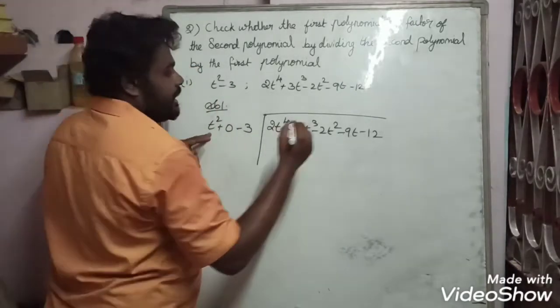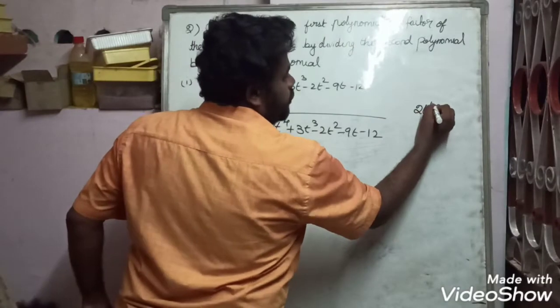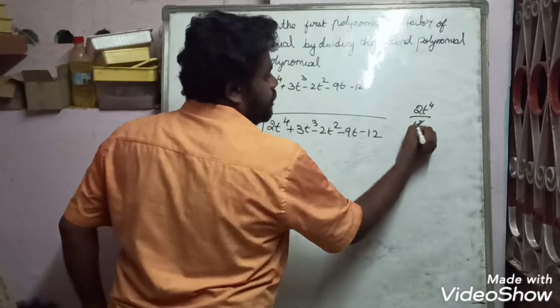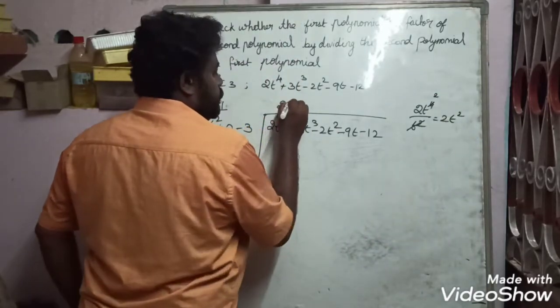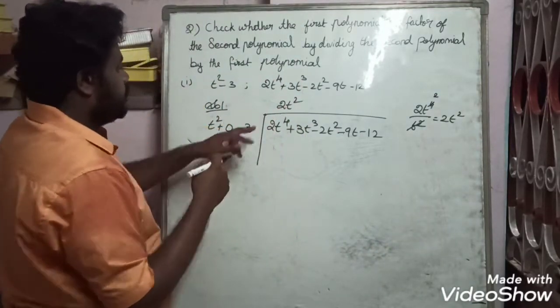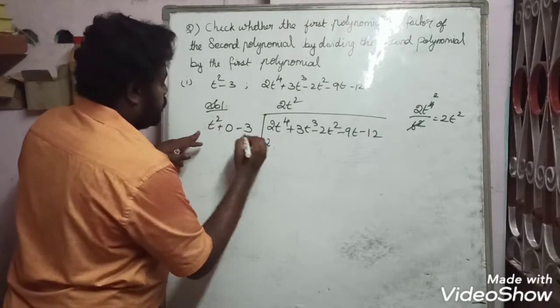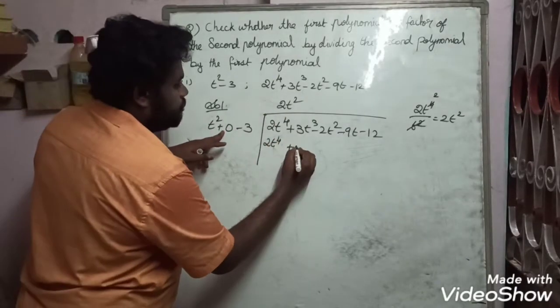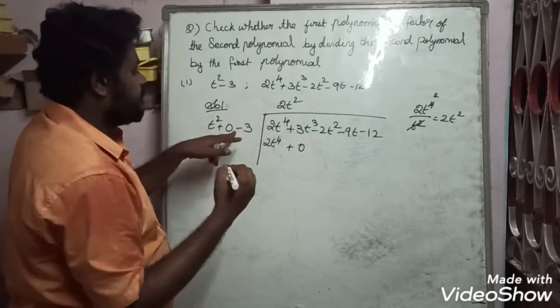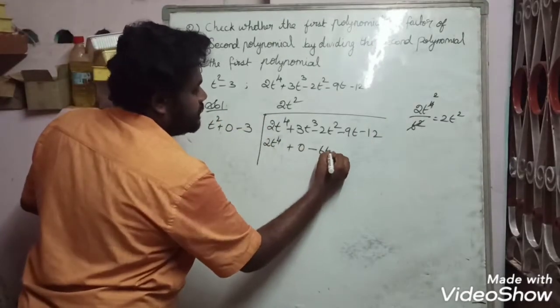So first we compare as usual. 2t power 4 divided by t square, the remaining 2, so we get 2t square. So 2t square can be multiplied with t square: 2 into 1, 2, t power 2 into t power 2, t power 4. So it becomes plus 0. And then plus into minus, minus 6t square.